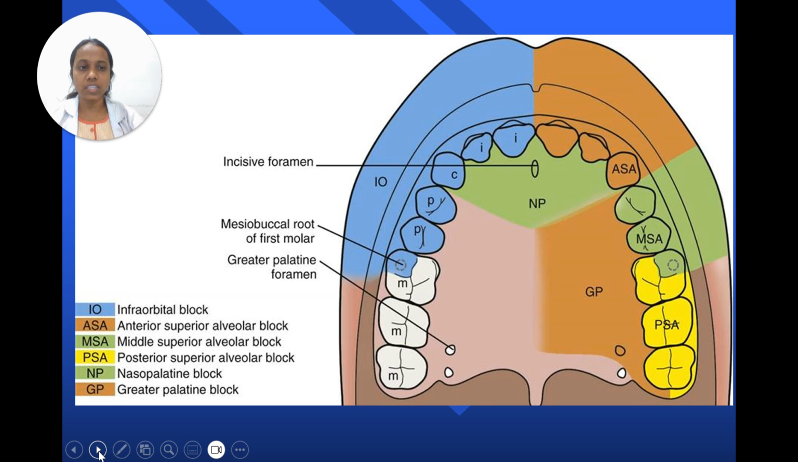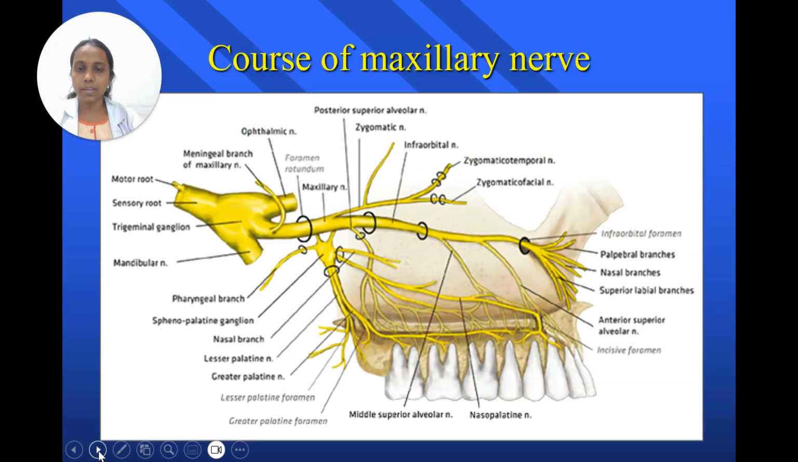Coming to the pulp of the teeth, the anterior teeth are supplied by the anterior superior alveolar nerve, the premolars by the middle superior alveolar nerve, and the molars by the posterior superior alveolar nerve. Palatal structures from canine to canine in the anterior region are supplied by the nasopalatine nerve. Posterior to the canine, that is the premolars and the mid palatal region, and the molar supporting structure on the palate are supplied by the greater palatine nerve.